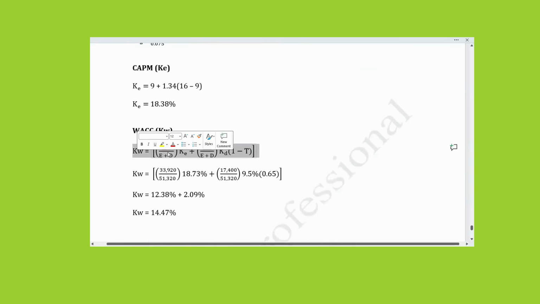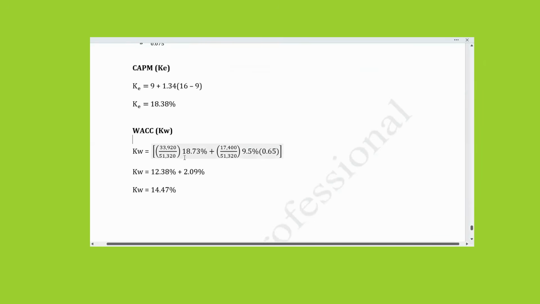Finally, you then calculate WACC. You have written the formula before, no need to rewrite it again. The only thing that will change here is 18.38. Every other thing should remain the same. So 33,920 divided by 51,320 multiplied by 18.38. What do you have? 12.15%.